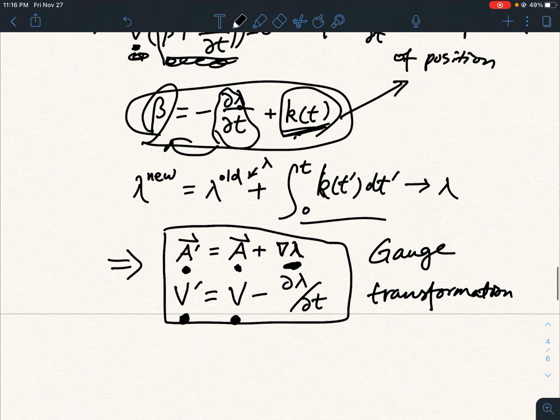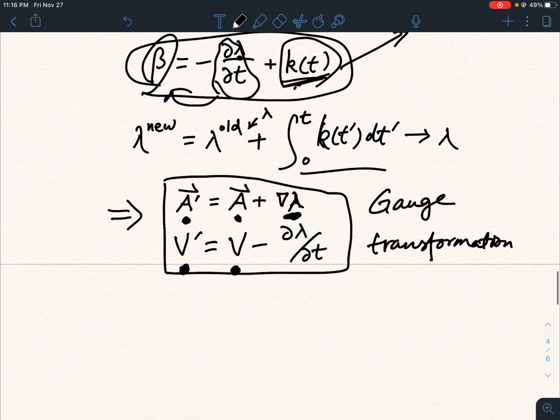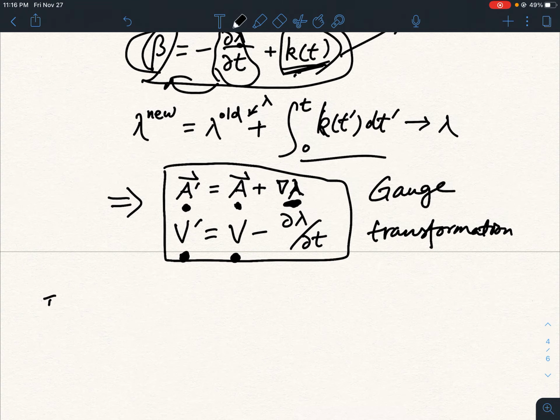So you see that we have the freedom to choose A and V. There is a freedom for any scalar function lambda. If you satisfy these conditions, it will not change the results. That means we have freedom to choose this A, and this is what we call the gauge. One of them is called the Coulomb gauge.